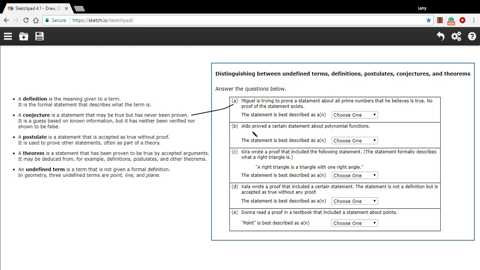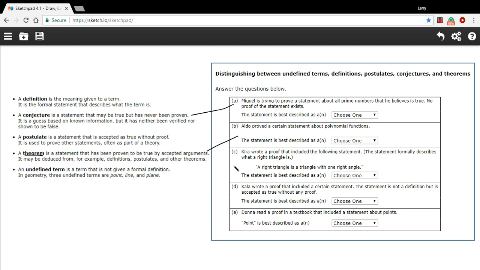B says Aldo proved a certain statement about polynomial functions. So he had a conjecture and he proved it. The statement is just best described as what? Well, that's what a conjecture becomes when you prove it, a theorem. So this is a theorem.